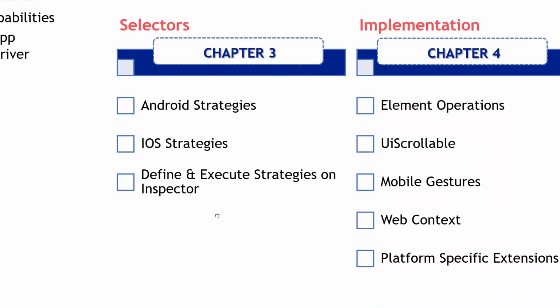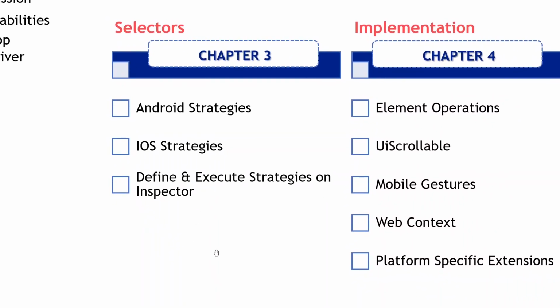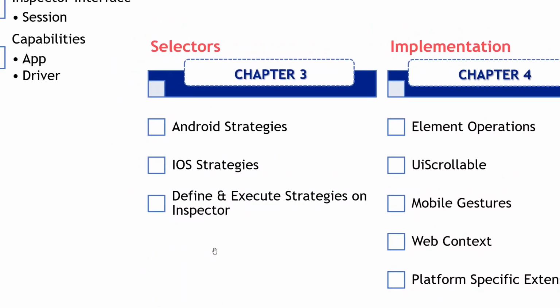Okay, so next is define and execute strategies on the inspector. Once you are ready with the strategies, before I apply that particular statement in the script, we first need to ensure whether it is identified by the inspector and whether it performs the actions on the mobile app element. First we need to ensure that, and only then can we put it in the code. So how we can do it, I'm going to cover in this one.